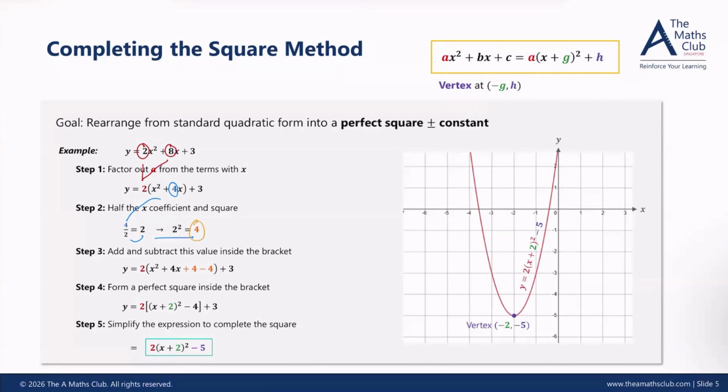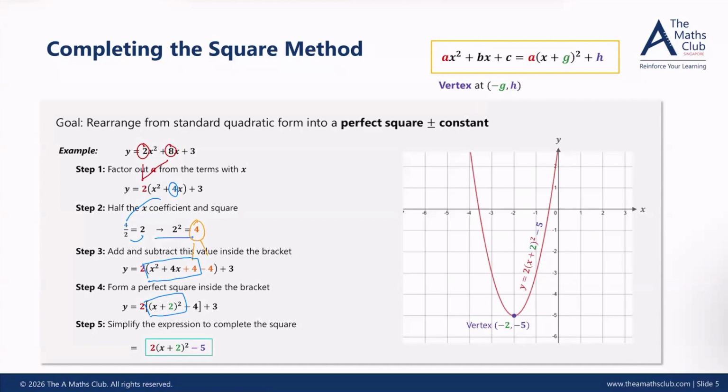So we take this value, we do a plus 4 and minus 4 inside a bracket, which can be done. The value of y does not change because plus 4 and minus 4 makes 0. But now you notice that this expression here forms a perfect square and can be compressed down to this.